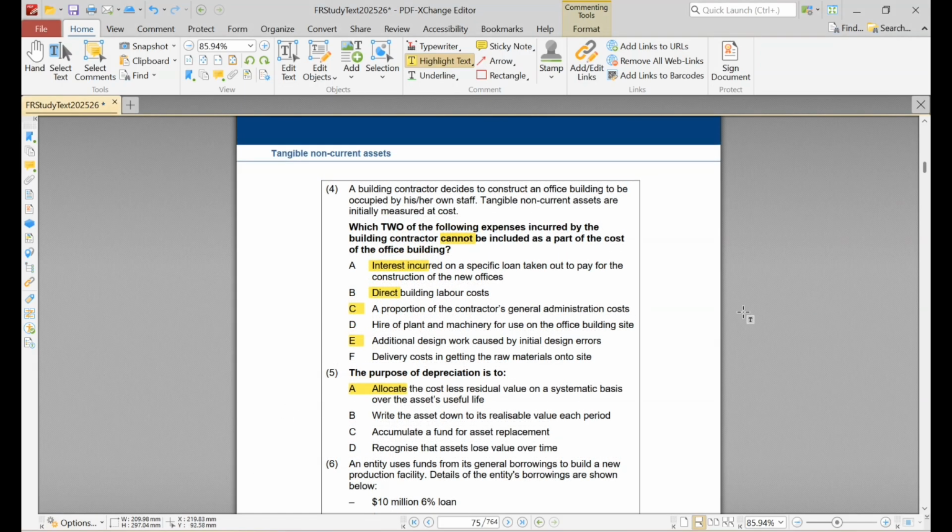Now with that, I've completed chapter 2. So in this chapter, we learned about IAS 16, government grants, borrowing costs, revaluation, investment property, and we also practice some MCQs. So this is all from my side for chapter 2.